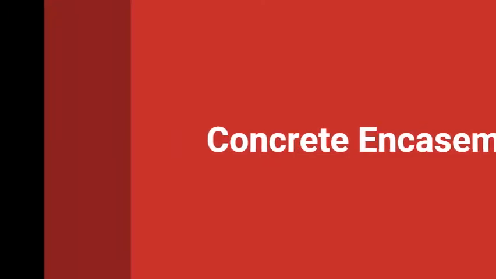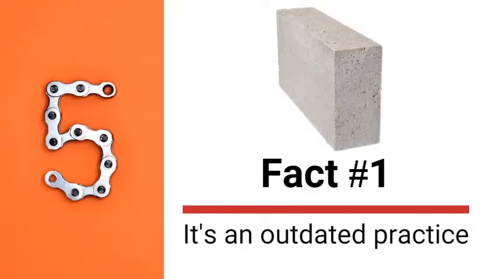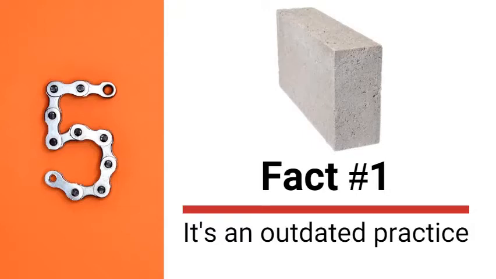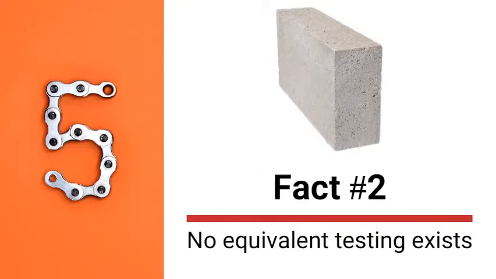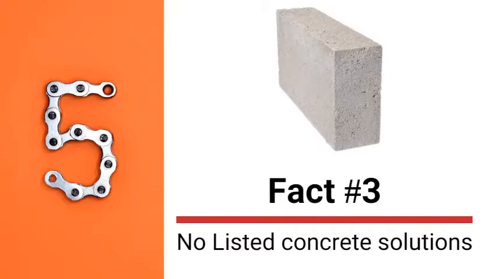The second methodology is when the cable or raceway is encased in a minimum 50 millimeters, 2 inches of concrete. A few facts about this option. First, this is a very old standard that was developed decades ago when 1 hour protection was the prevailing standard. There is no equivalent test to this standard for concrete encasement. There are no listed concrete solutions.